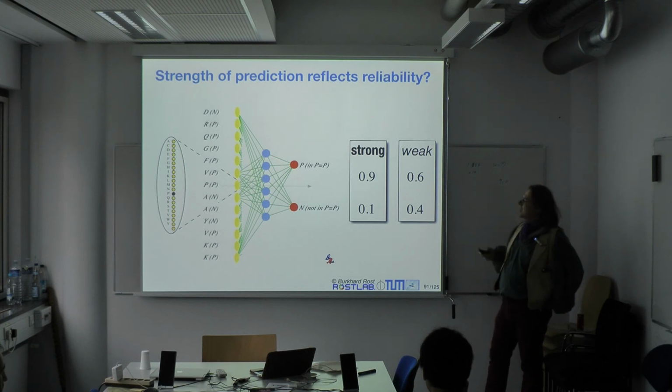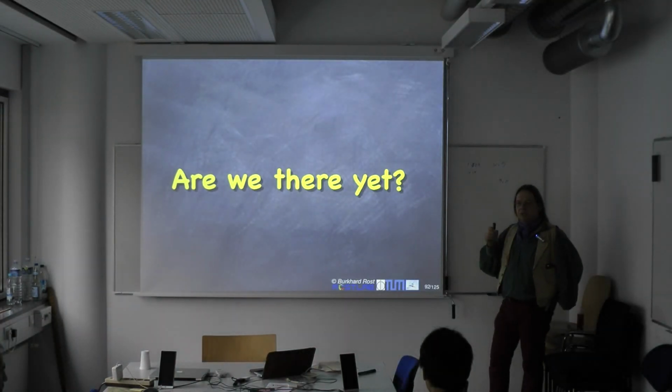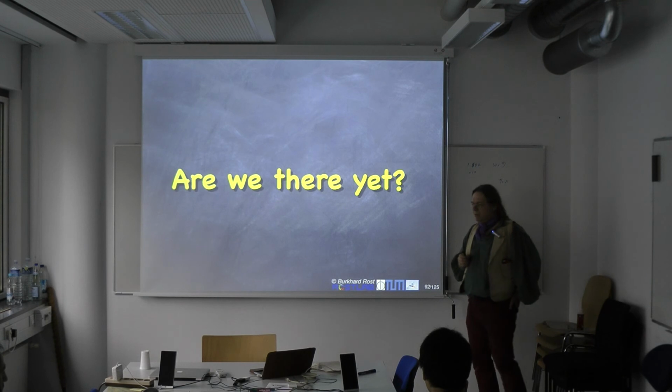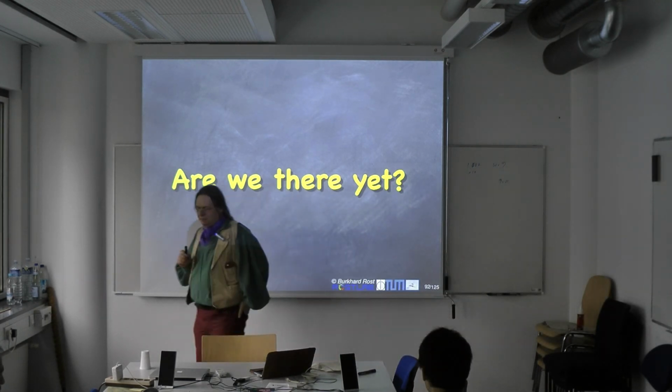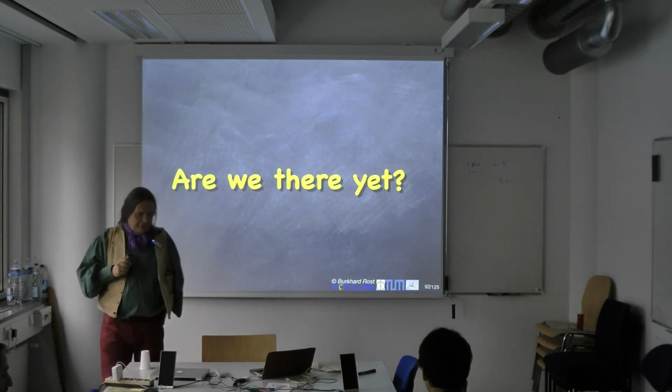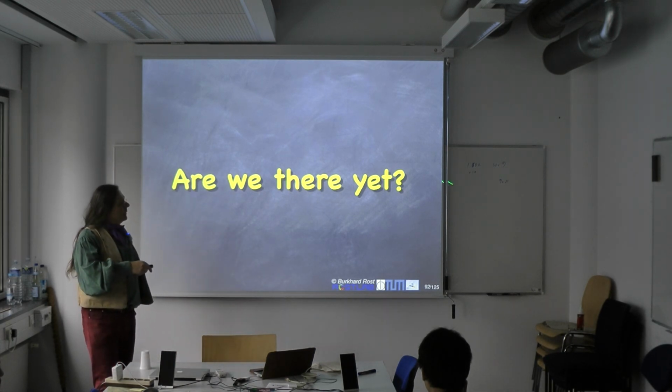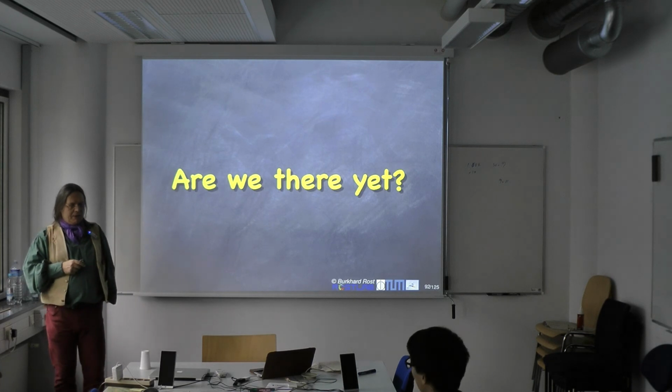That strength of the prediction you can turn into a reliability index that allows you to predict how accurate you are. So now you have a prediction method, you have trained your system, you have some system that can predict from the training data.